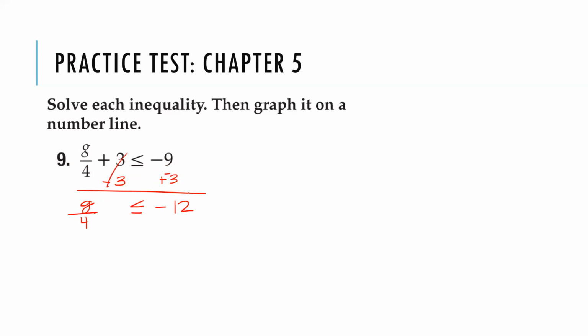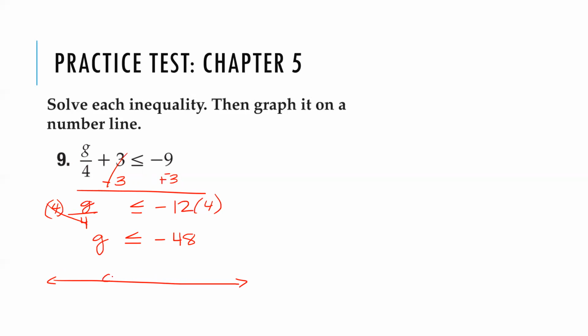Now I subtracted by 3. I had to multiply or divide, so nothing happens to my inequality here. And then now I have a one-step equation, g divided by 4. So I do the inverse and multiply both sides by 4. And I have g is less than or equal to -48. Again, I don't flip my inequality. Okay, I multiplied by a positive number.